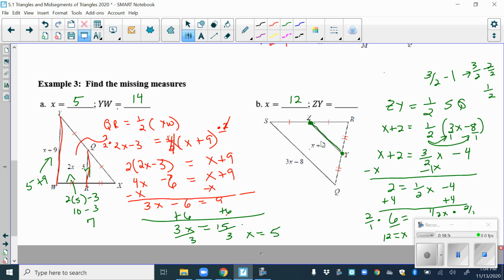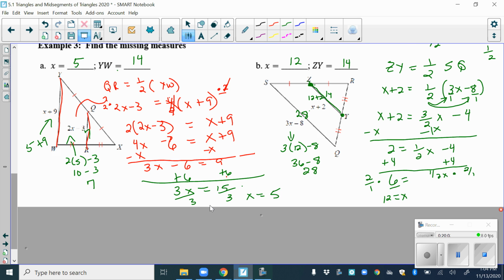Now I want to figure out what ZY is. 12 plus 2 is 14. I can double check that by putting 12 in here for x down here. 3 times 12 minus 8. 36 minus 8 would be 28. So this is 28. This is 14. It's half as long. So that works.